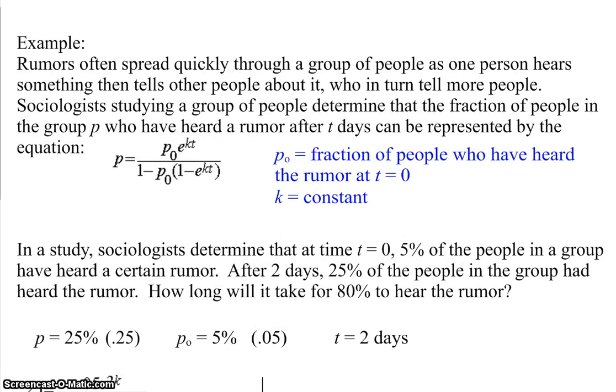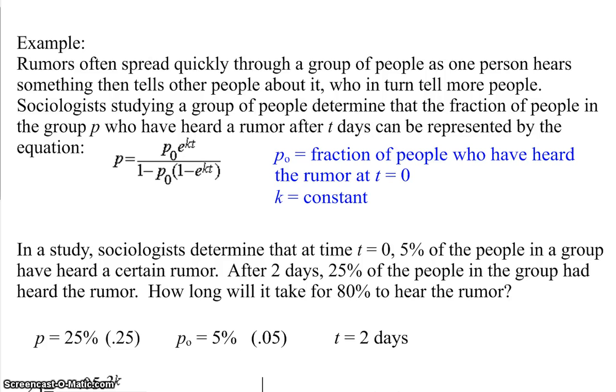This example is of an exponential function. You've been given actually an equation that determines the fraction of people who have heard the rumor at t equals 0, a constant, and so on. Now, in our example, in a study, sociologists determined that at time t equals 0, 5% of the people in the group have heard a certain rumor. After 2 days, 25% of the people in the group had heard the rumor. And the question is, how long will it take for 80% to hear the rumor?